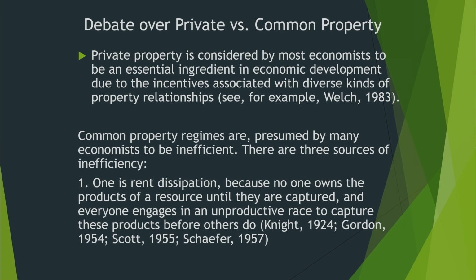Now common property regimes, on the other hand, are considered by many economists to be inefficient, and they have given three reasons or sources for this inefficiency. The first one is rent dissipation, because since nobody owns the products of a resource until they are captured, everyone is assumed to engage in an unproductive race to capture these products before others do.